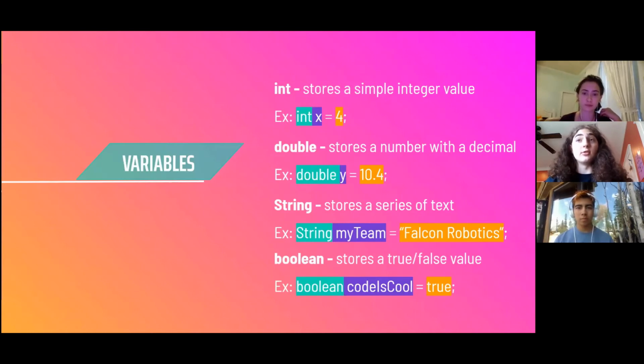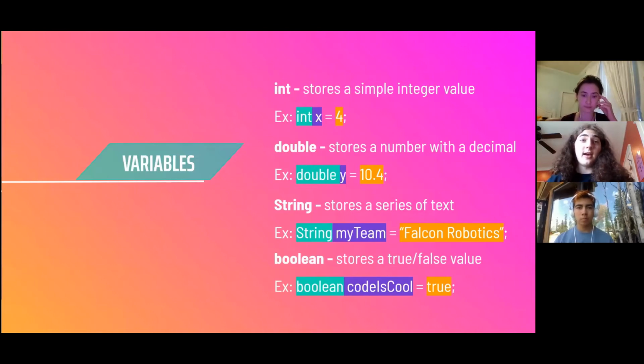But if you do want decimals, then you can store that information under a double. A double is just like an integer, but you can have decimals with it, which opens up a lot of possibilities. We use them a lot because we use a lot of decimal readings for robotics.